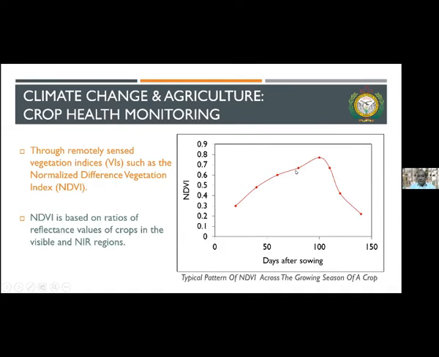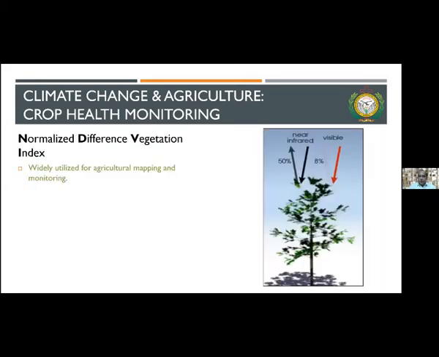But if the NDVI is falling somewhere here, then there is a problem. It should continue to increase throughout the growing period till the crop is at its peak, and after that the crop will dry because it's getting ready for harvesting. So this is a very good tool, NDVI or vegetation index, and the crop health can be monitored. This is a well-established vegetation index. We'll look more at it. It is widely used for agriculture mapping and monitoring.